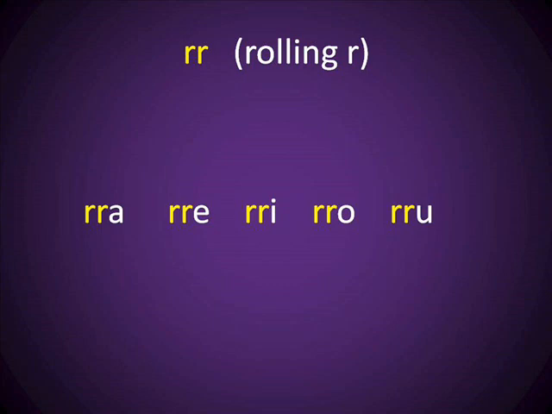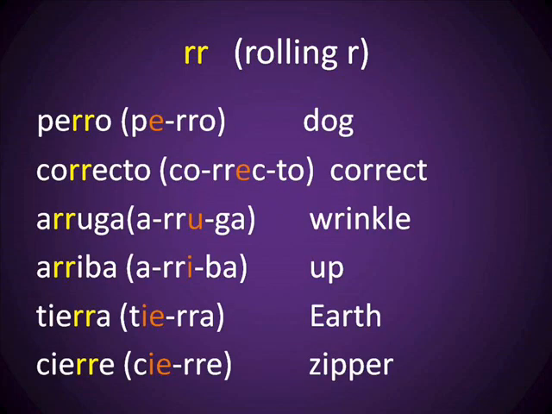Double R also sounds like a rolling R. Ra, re, ri, ro, ru. Perro, perro. Correcto, correcto. Arruga, arruga. Arriba, arriba. Tierra, tierra. Cierre, cierre.